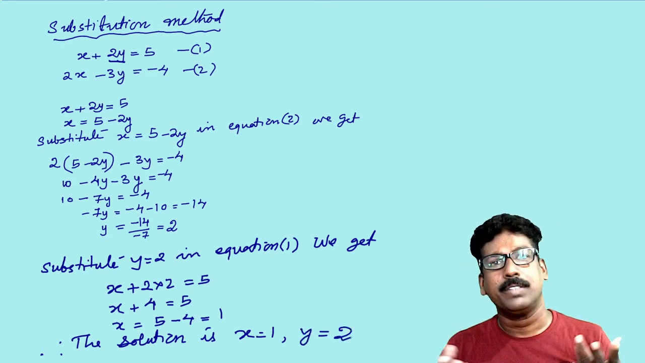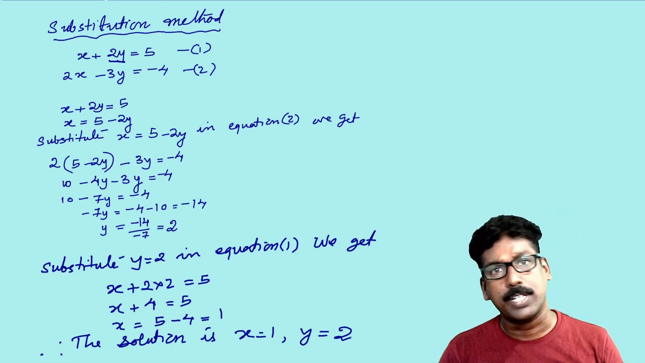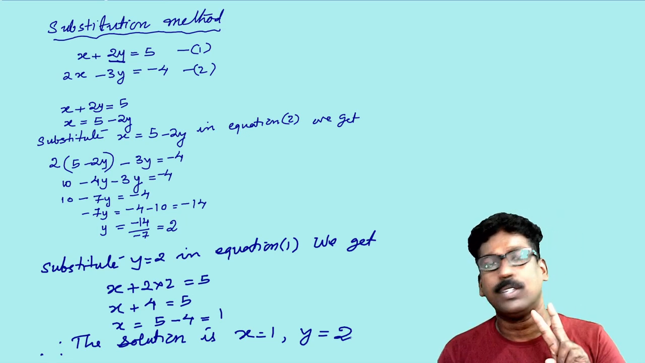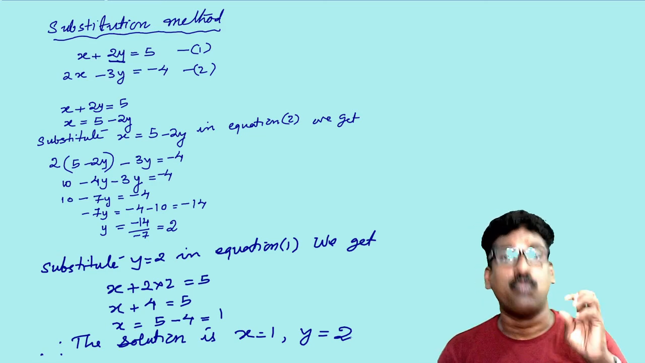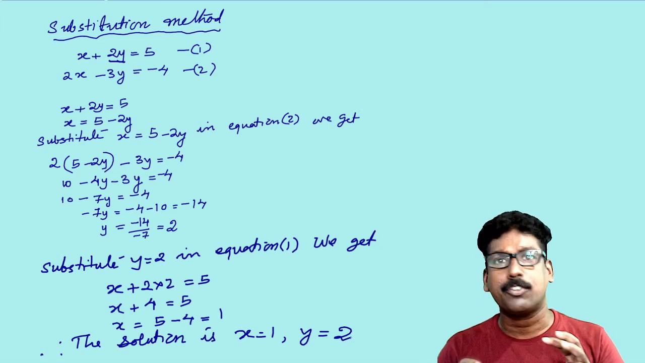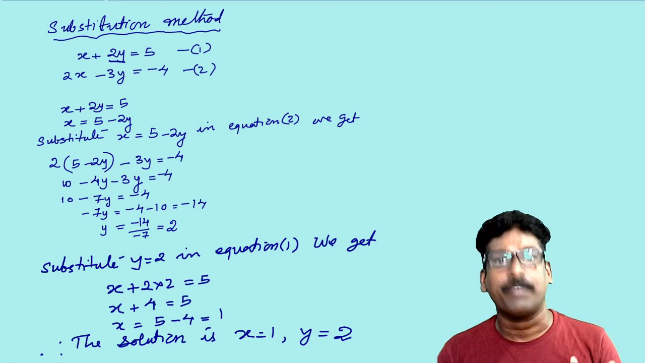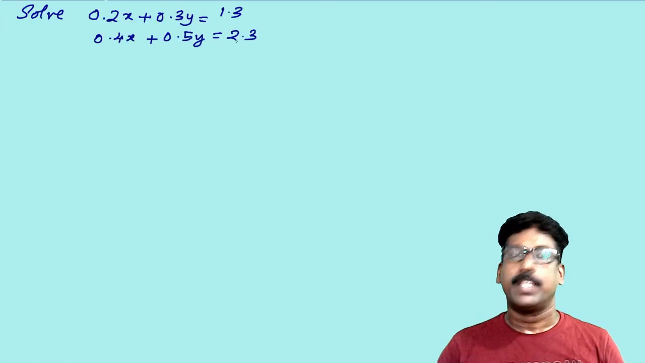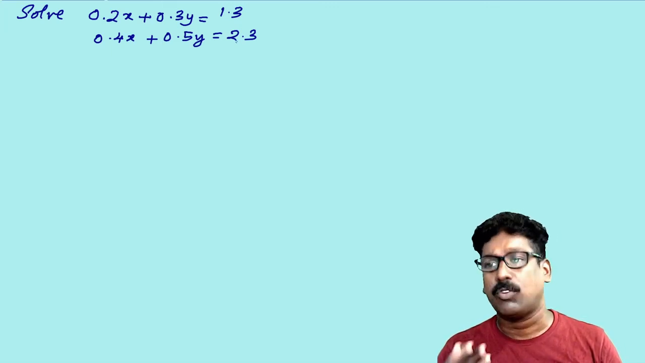It's very simple. This method we can call the substitution method. You will be given two equations. From that, you take the value of one variable in terms of the other and substitute it in the other equation. Let us discuss one more question from the textbook. Here is the question. Solve 0.2x plus 0.3y is equal to 1.3, 0.4x plus 0.5y is equal to 2.3.